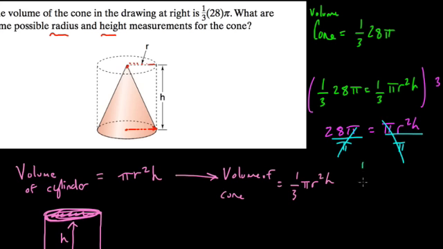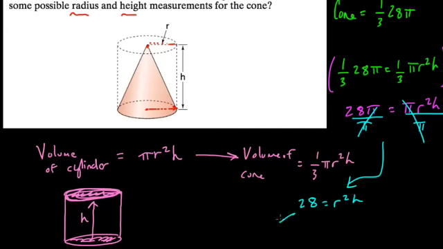And what we have here now is what? Well, 28 is equal to r squared h, right? Those pi's canceled out. And this is just saying that you're looking for combinations of r squared and h that equal 28. So how do we do that? Well, first let's solve in terms of r squared. Let's think of it that way.